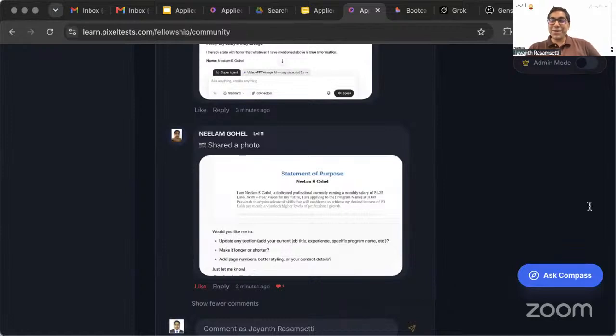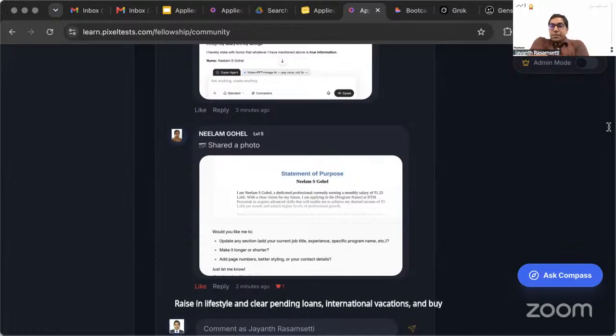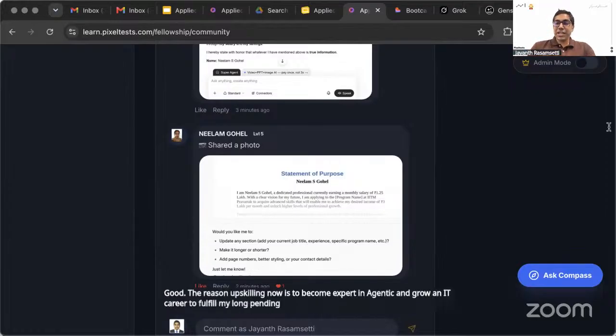Oh, wow. 0% from credit card, 100% from savings, 0% from spouse parents, 0% from friends, family. Total is 2.95. Brilliant. Last year's hike was 10%. Okay, but still a little bit on the lesser side. My desired income is 8 lakhs per month. Okay. Right now, so you want to do 3.2 times. Raise in lifestyle and clear pending loans, international vacations, and buy gold. Good. The reason for upskilling now is to become expert in agentic AI and grow in IT career, to fulfill my long pending entrepreneurial desire and become financially independent. Yes.